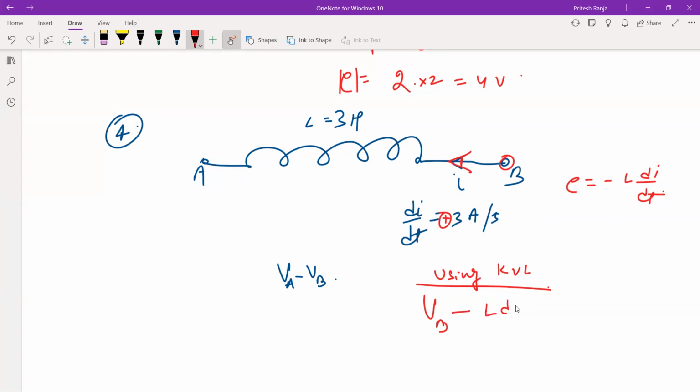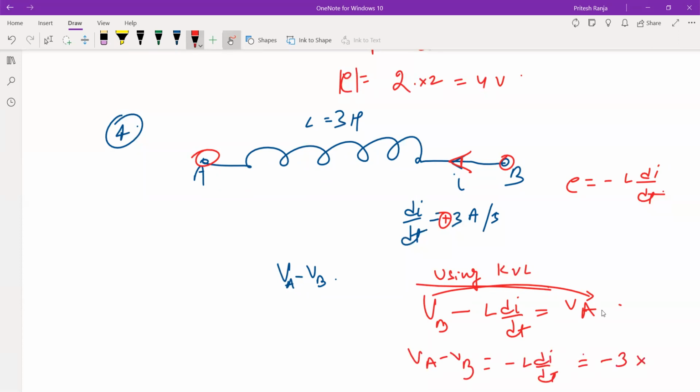So VB minus L di by dt is equal to the potential at A. So from here, if we want to find VA minus VB, I'll have to take it to the other side. We get VA minus VB as negative L di by dt. So let's put the value. Minus L is 3, di by dt is 3. So the answer will be minus 9 volt.